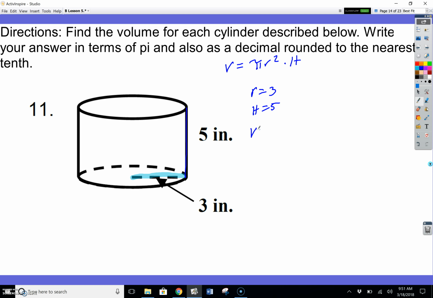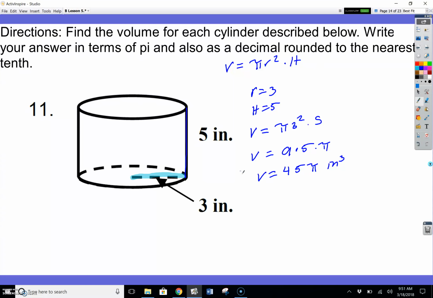So when I plug this in, I'm going to have volume equals pi r squared, pi times 3 to the second power, times the height. Now remember, order of operations, we're going to do 3 times 3, which is 9, times 5 times pi. So this is going to give me volume equals 45 pi, and don't forget our units, it's inches cubed. Now one thing I want you guys to realize is the directions say write your answer in terms of pi, also in decimal rounded to the nearest tenth.